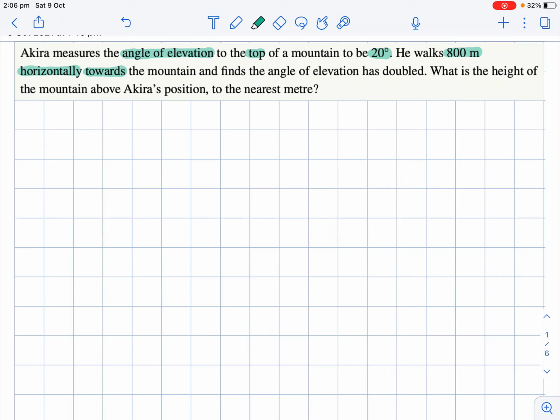There's a few key parts there. We've got the distance, we've got the direction with horizontally, and also whether we're going towards or away from the mountain. A simple word change there could actually change this question quite significantly. He finds the new angle of elevation has doubled. All right, so that's what I'm going to leave in blue.